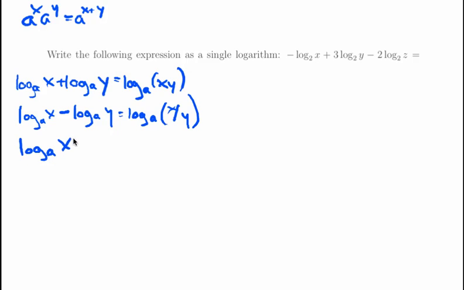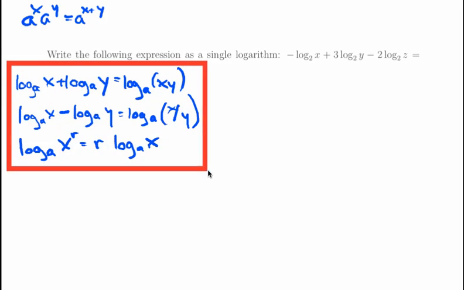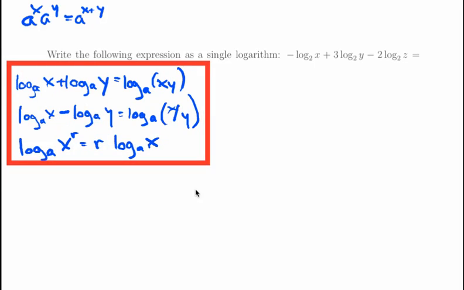Log base a of x to the r power, taking the logarithm of something to a power, results in the power becoming just merely a multiple, like so. So I'm going to box these off. These are fairly important. In fact, they're central to understanding how to work this particular problem here. Just leave that over here.